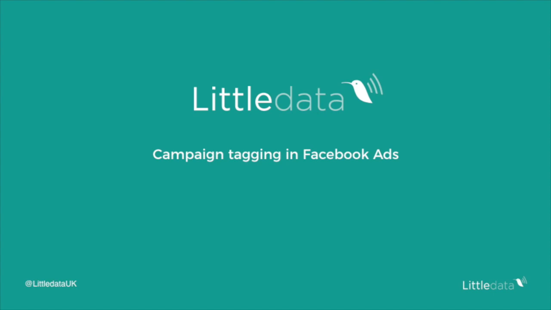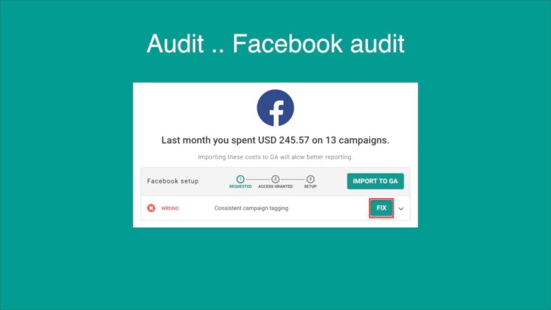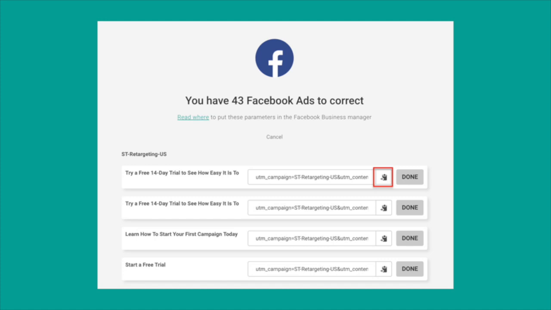Here's how to add the right URL tagging to your Facebook ads. So on our Facebook audit page, you have the option to fix the campaign tagging. We then show you a list of the Facebook ads to correct, and you can start with the first one by copying that URL string into your clipboard.